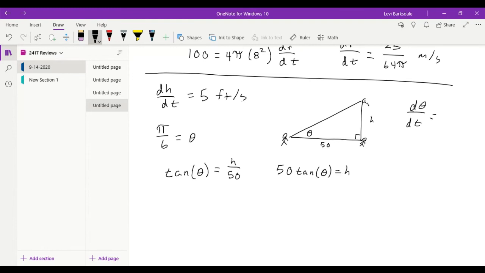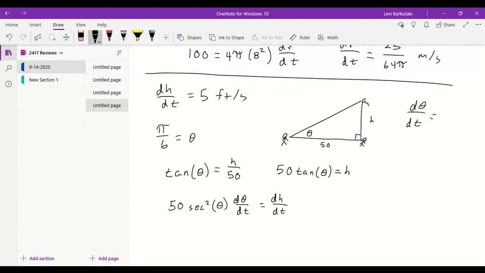So here's our equation. Our next step is going to be to take the derivative of this equation. The derivative of tangent is secant squared, but then by the chain rule, we need to multiply by the derivative of the inside, and the derivative of theta is d theta over dt. And then that is equal to the derivative of h, which is dh over dt.